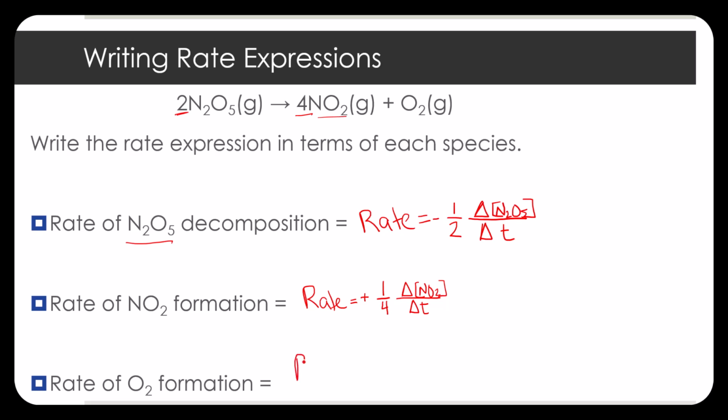And then lastly, the rate of O2. So we're going to have change in concentration over change in time. It is a product, so it's going to be a positive. And there's no coefficient, or there's an implied 1. So if it makes sense in your brain to put 1/1, that would be fine. But in this case, we don't really need that coefficient. So that's writing the rate expression for each of the molecules.